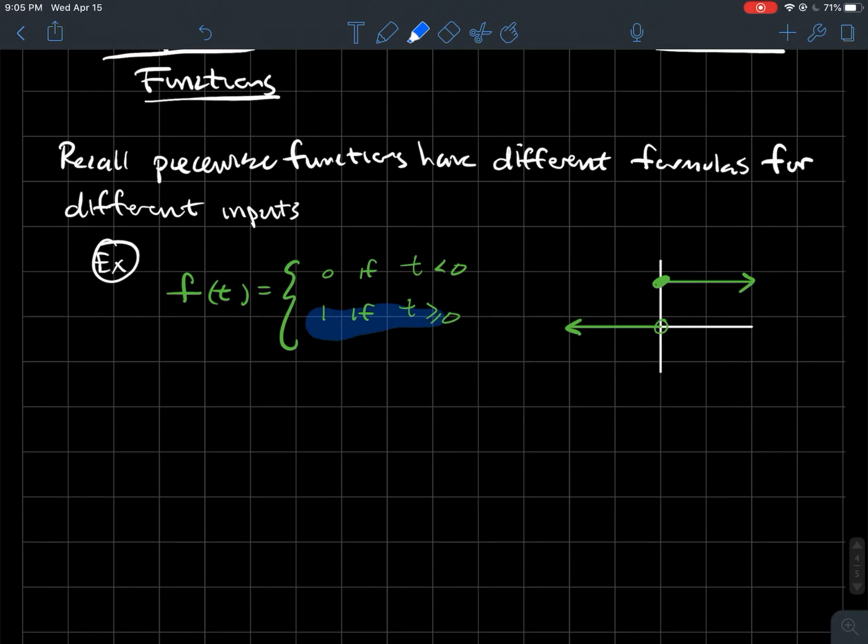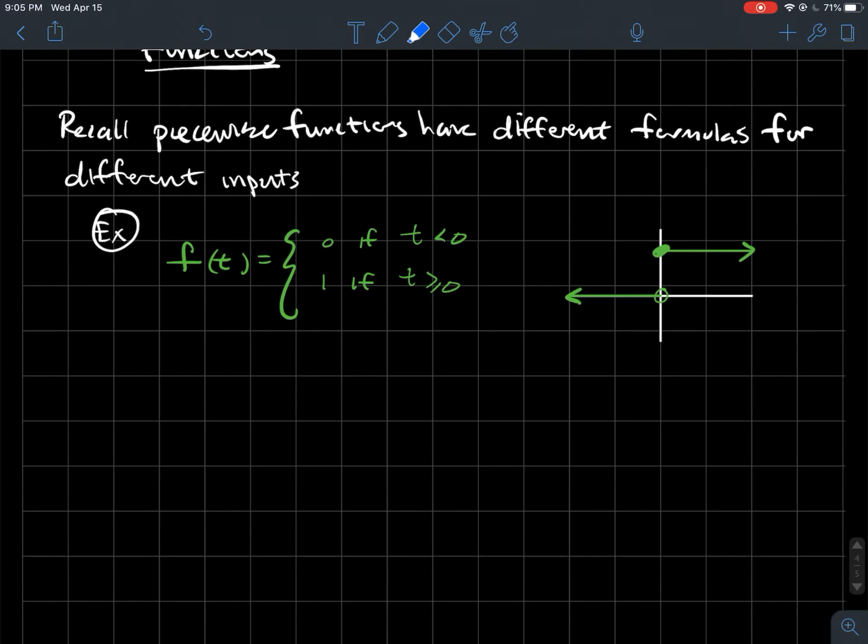So it's kind of like we're gluing these two functions together, and this tells us where to glue.